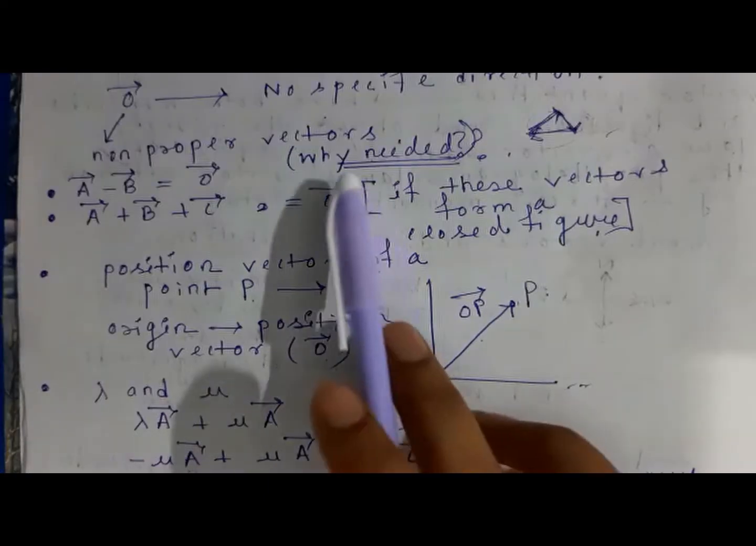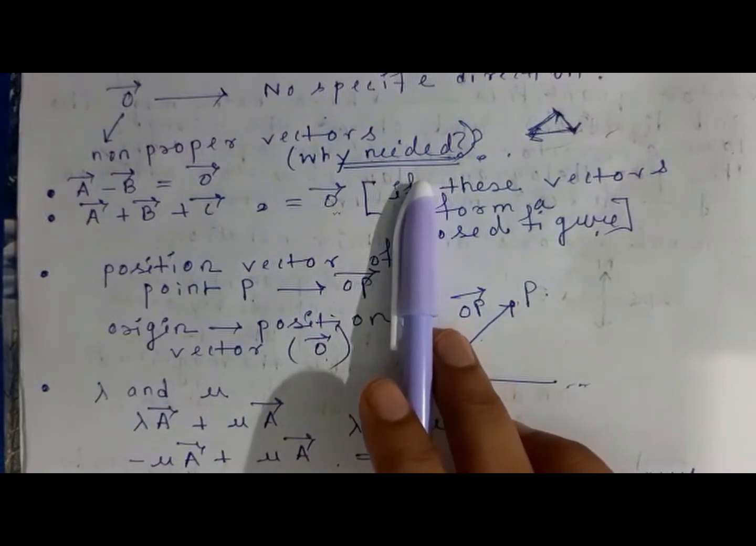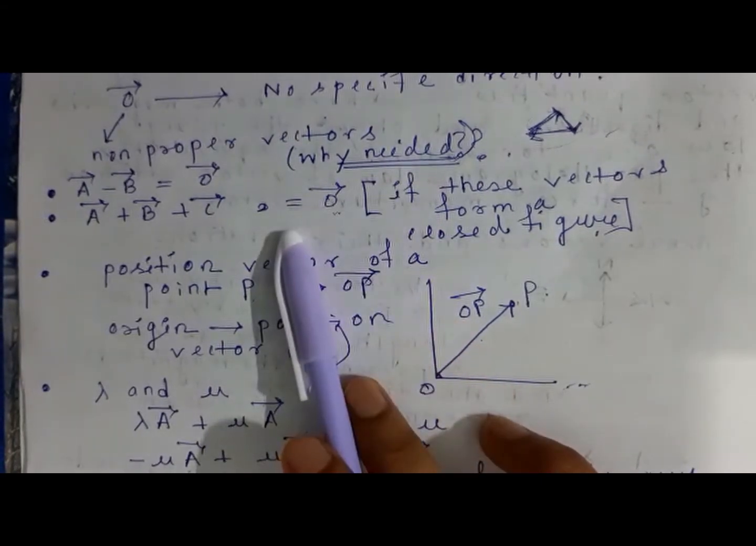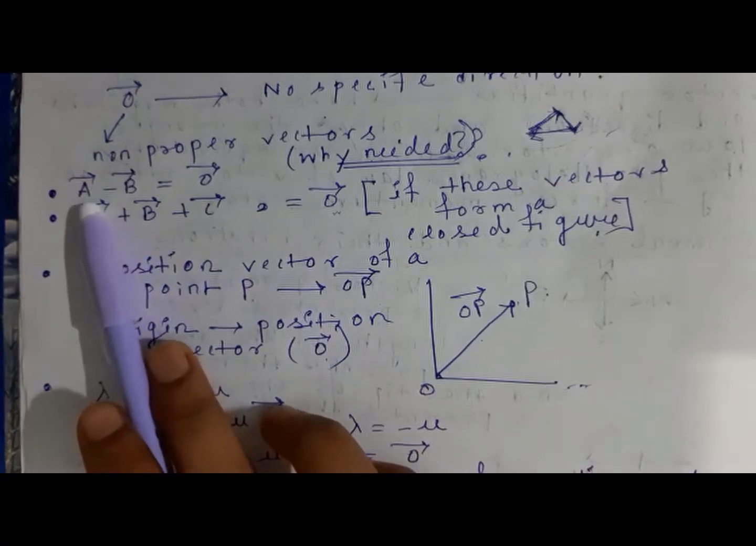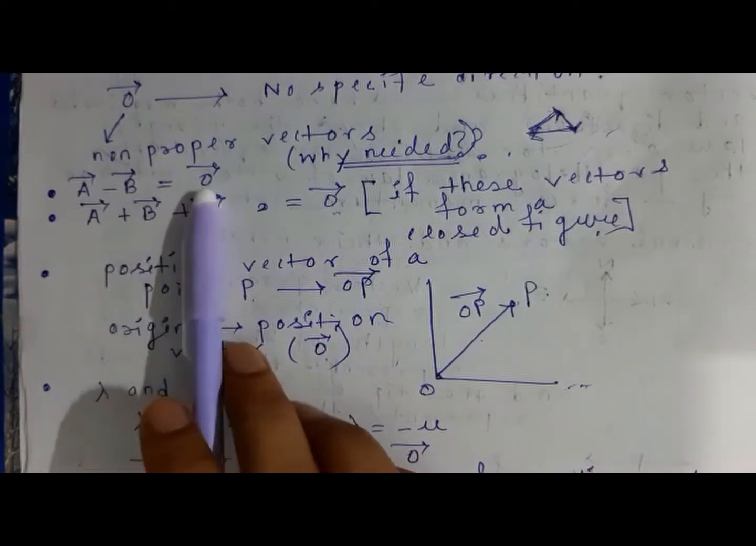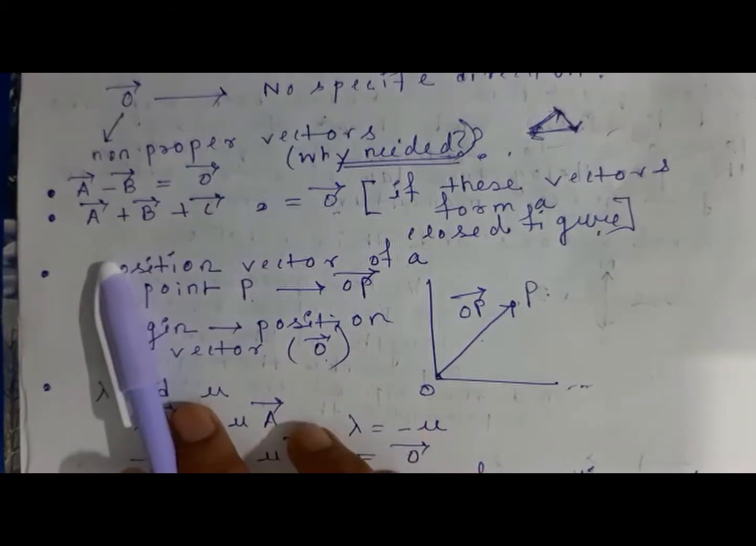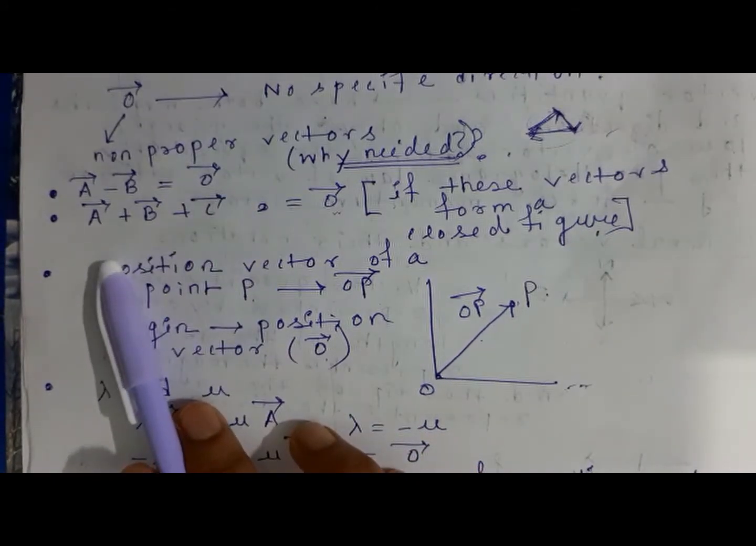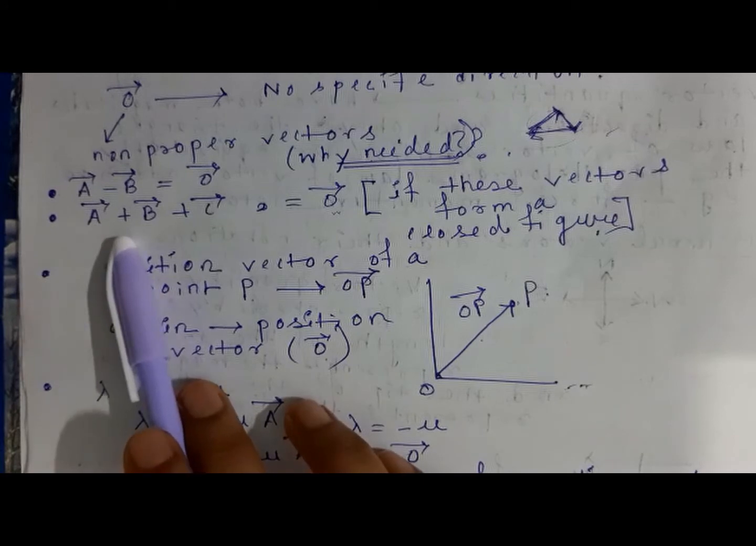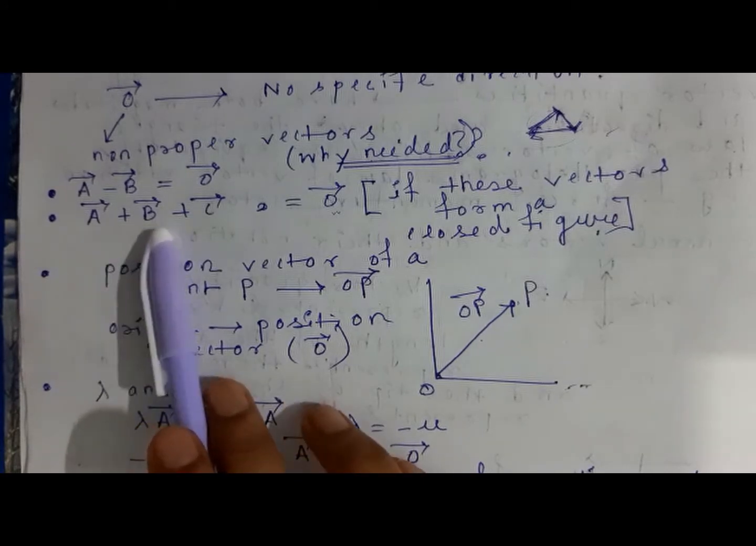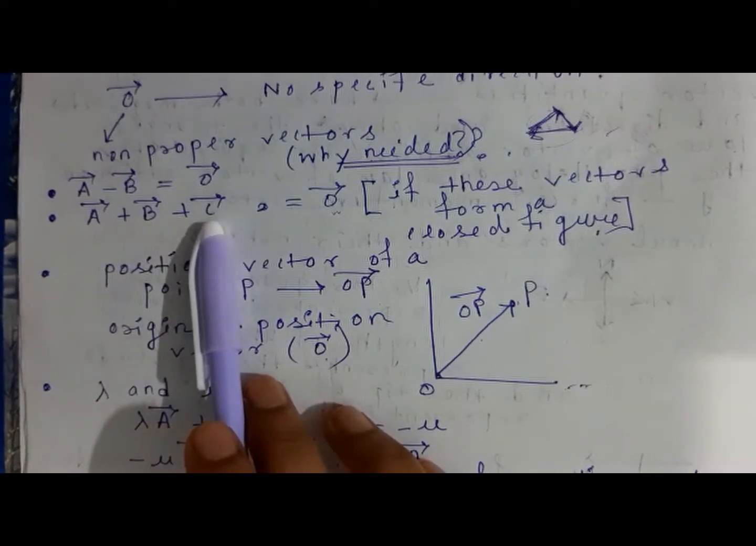Now why is this 0 vector needed? I've told you before that the 0 vector is useful for vector operations. So why do we actually use it? We know that a vector minus a vector gives us the 0 vector, so here it is playing a role. Now suppose there are three vectors, any three vectors. I am taking a vector plus b vector plus c vector, the summation of them.